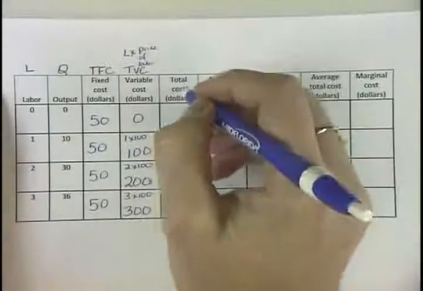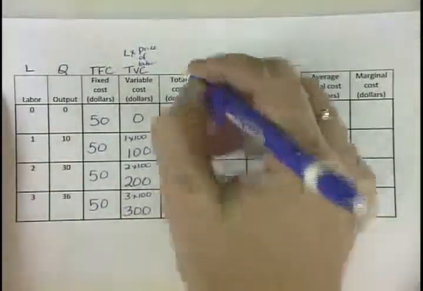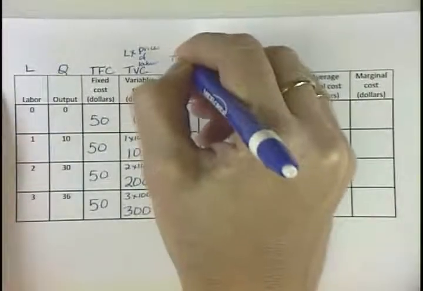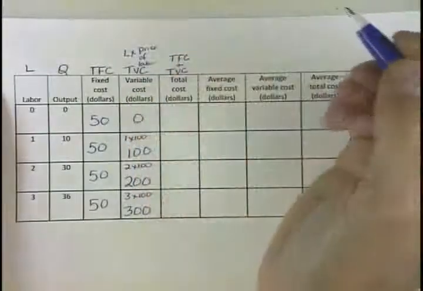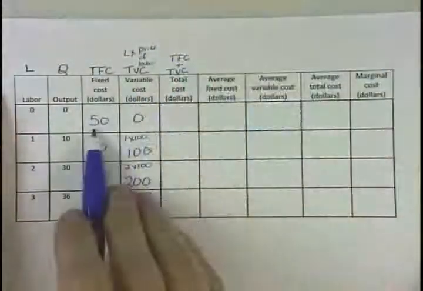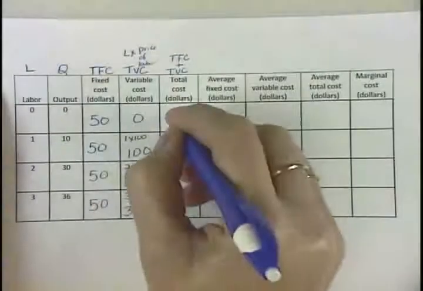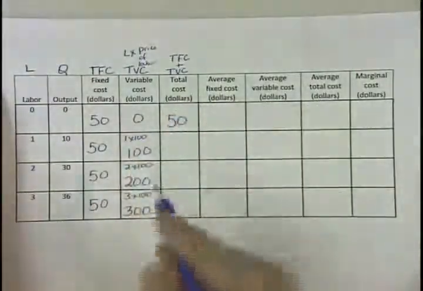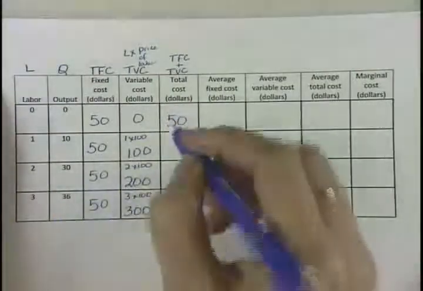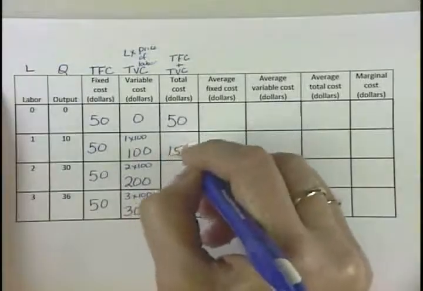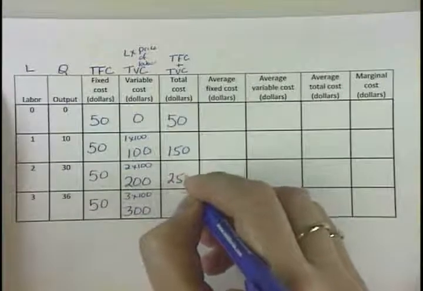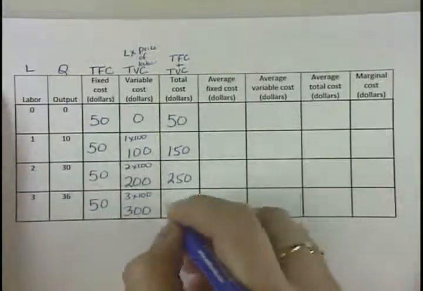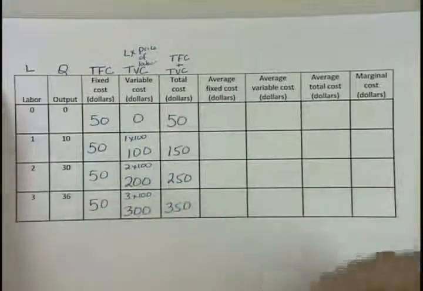Our total cost, this column, is going to be TFC, our total fixed cost, plus our total variable cost. It's all of our costs. We're going to add those together. So 50 plus 0 is 50. 50 plus 100 is 150. 50 plus 200 is 250. 50 plus 300 is 350.